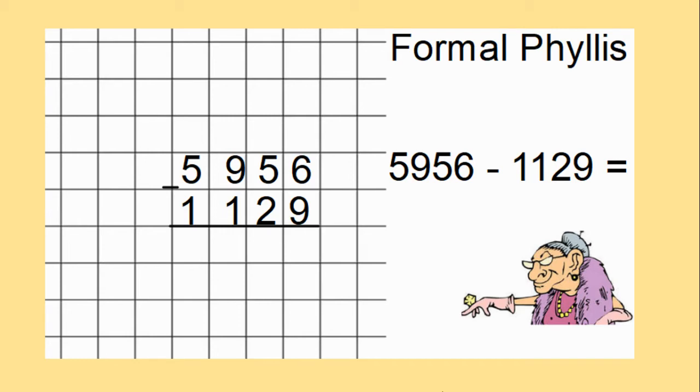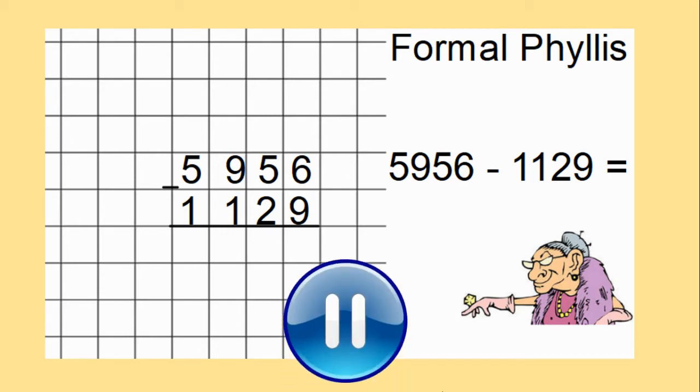Let's take a look at formal subtraction. Your question is 5,956 subtract 1,129. I would like you to work out the answer to this question. Press pause now to use the formal written method to work out the answer, and then press play once you are ready.